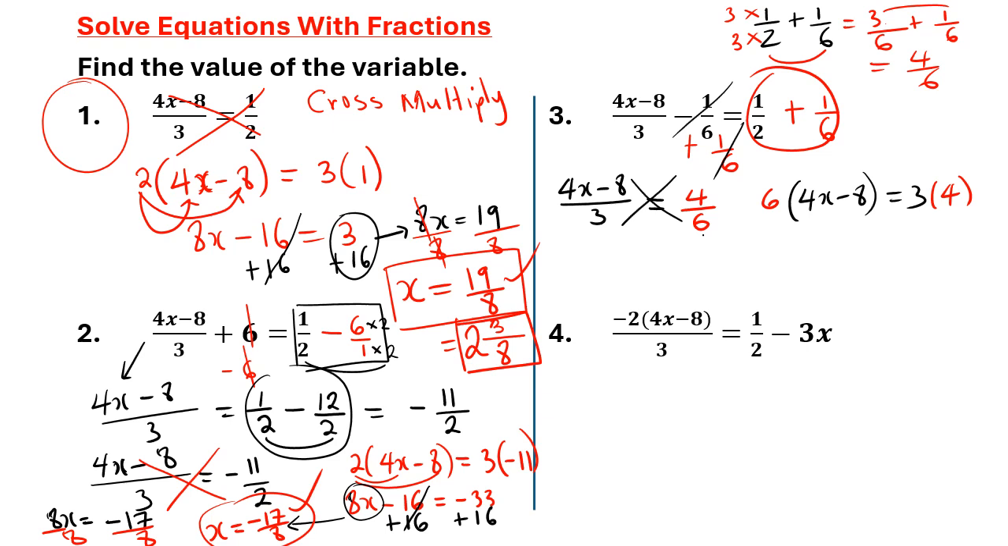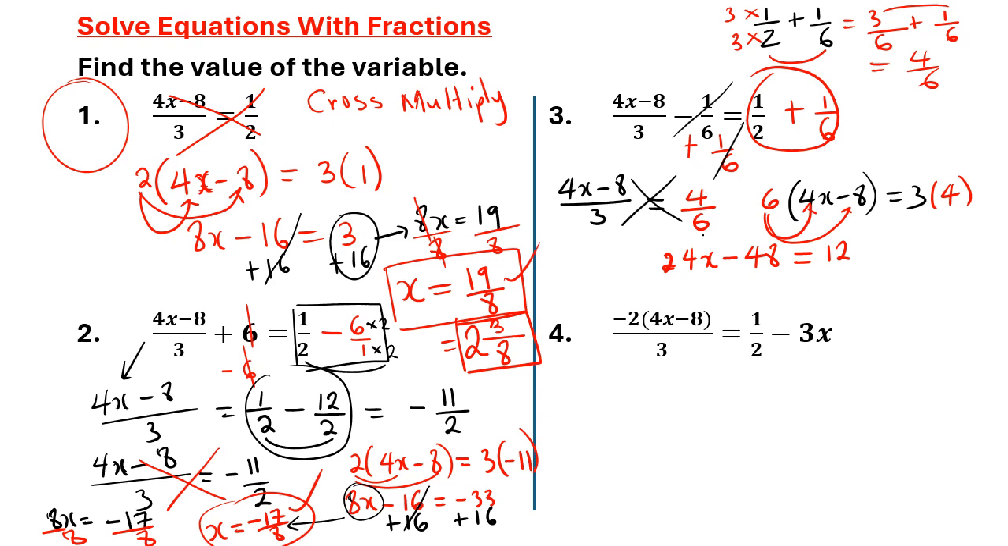Good. All right, so it's time to use the distributive property. So I'm going to distribute 6 over and also distribute 6 over. So 6 times 4x, that's going to be 24x. And 6 times -8 is going to be -48. That's going to be equal to 3 times 4, that's going to be 12. Good. So we have 24x minus 48 equals 12.